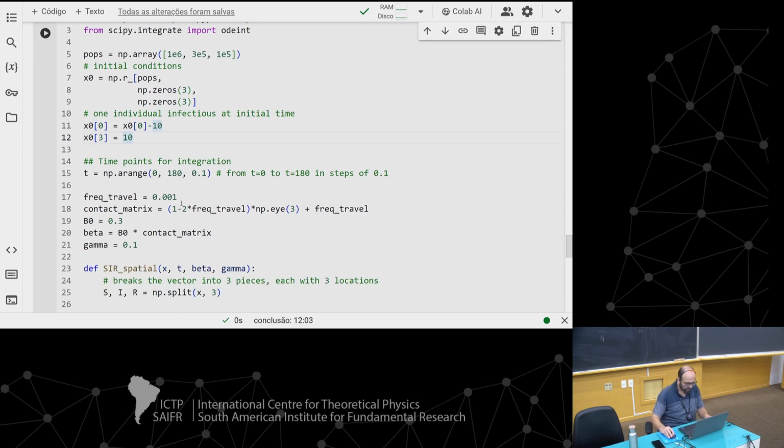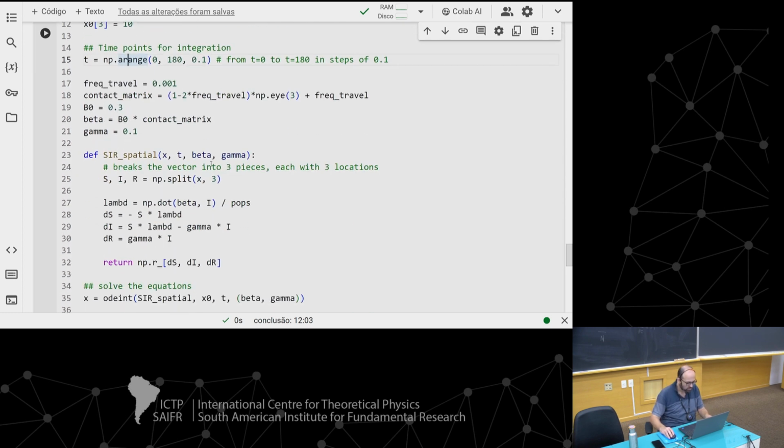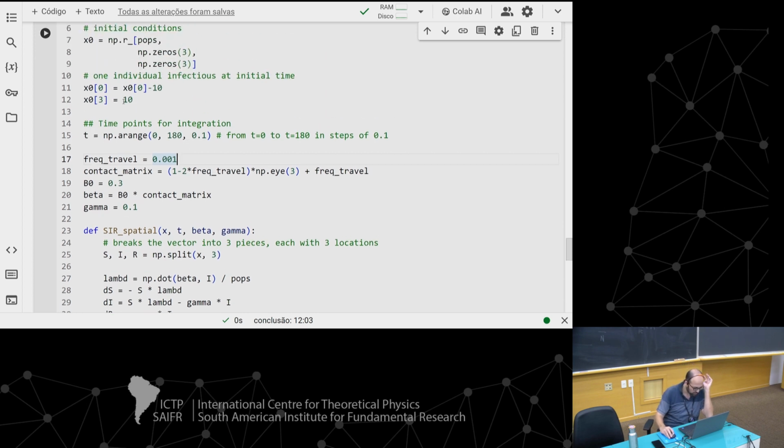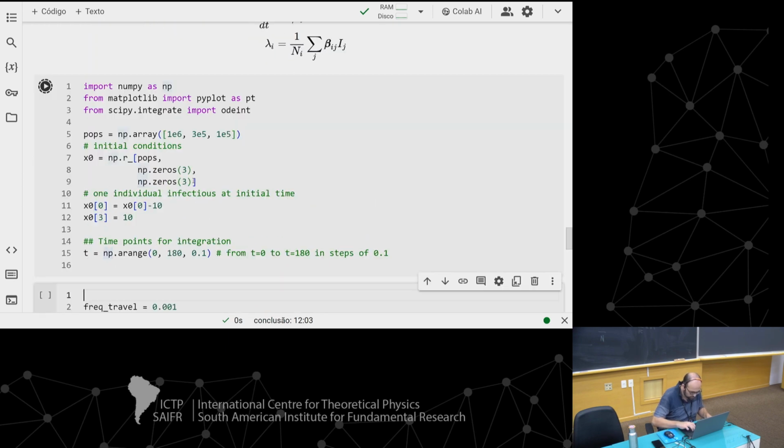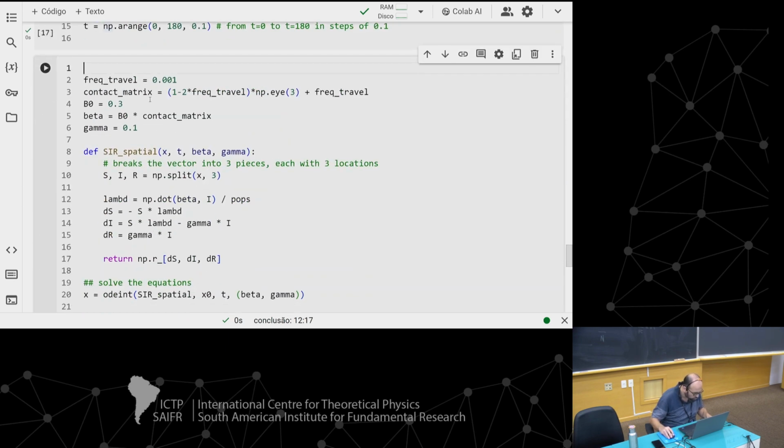I take them out of the susceptibles and put them inside the infectious. Now I once again define the time range, define all the parameters, and here I have to build the contact matrix. How do I do that? I will say that there is a frequency of traveling. So let me go up to here and do this step by step. This is the first part. Now let me break this down.